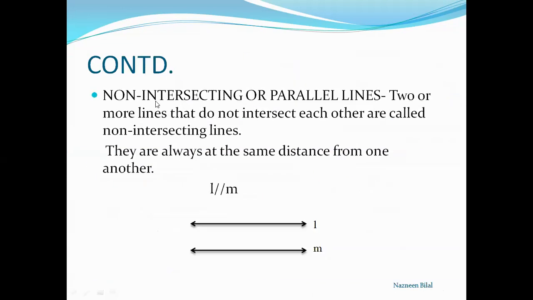We have non-intersecting lines, which are also called parallel lines. Two lines will be called parallel or non-intersecting if they do not cross each other or do not intersect each other at any point, even if they are extended to infinity. So here you can see lines L and M are parallel to each other. This is how we represent the parallel sign. The distance between both the lines remains the same. It will remain constant throughout infinity.